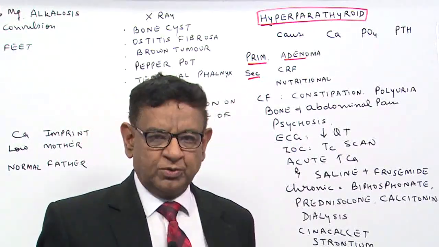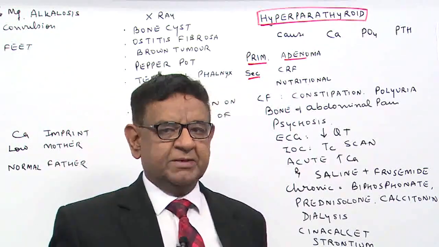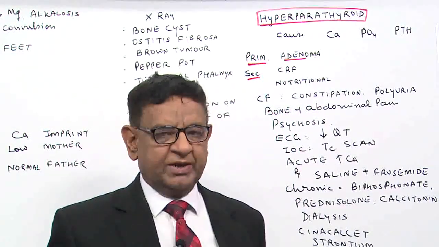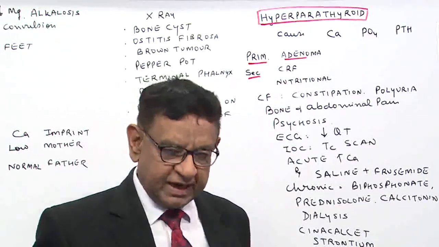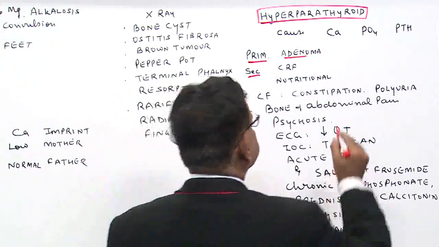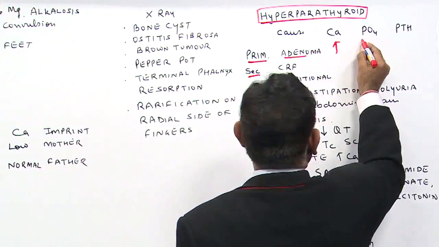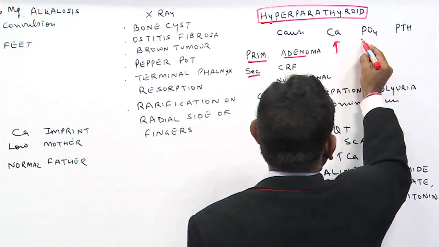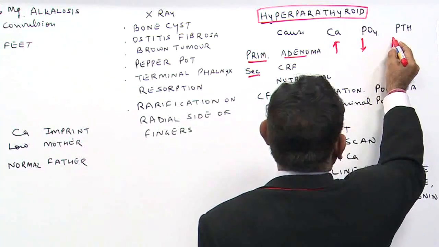And I hope all of you know there are four parathyroid glands which lie in the posterior aspect of the thyroid, but usually adenoma occurs in a single gland. And in primary, calcium level is high, phosphate is low, PTH is high.